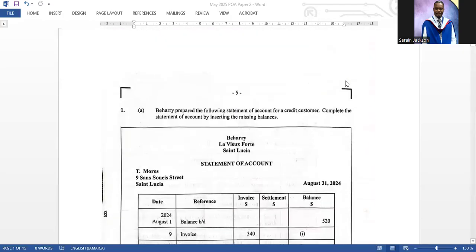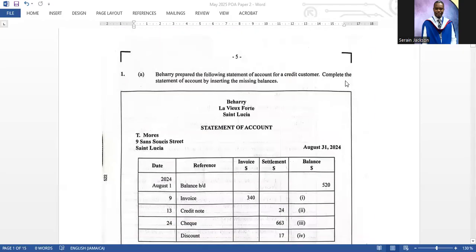So the paper started out, right? I'm going to tell you what I think about each question. And then at the end of it, I'm going to tell you my general thoughts.